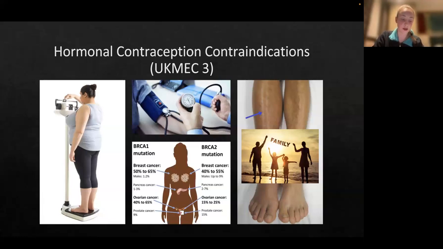And if someone is a known carrier of BRCA1 or BRCA2, or if they've had breast cancer in the past, then it's UKMEC 3, or a family history of VTE. And there's also things like long QT syndrome, which are slightly more niche, but you can go and read through these guidelines. They're quite easy and comprehensive, but don't get overwhelmed by them because there is a lot on there. It's just knowing the important UKMEC 4 and 3.